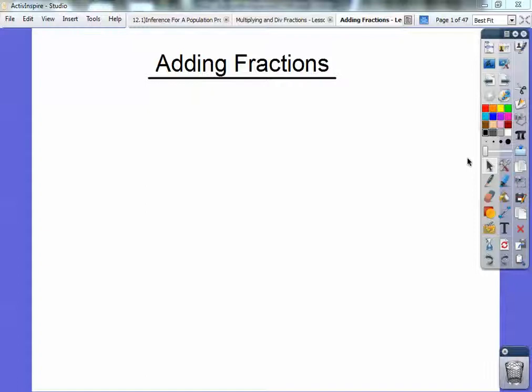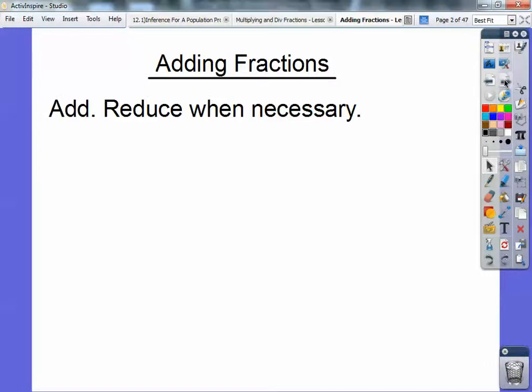Okay, so on this one, this is where we start getting those common denominators whenever we add or subtract. So the next lesson will be subtracting. This is addition. So add and reduce the fractions when necessary.